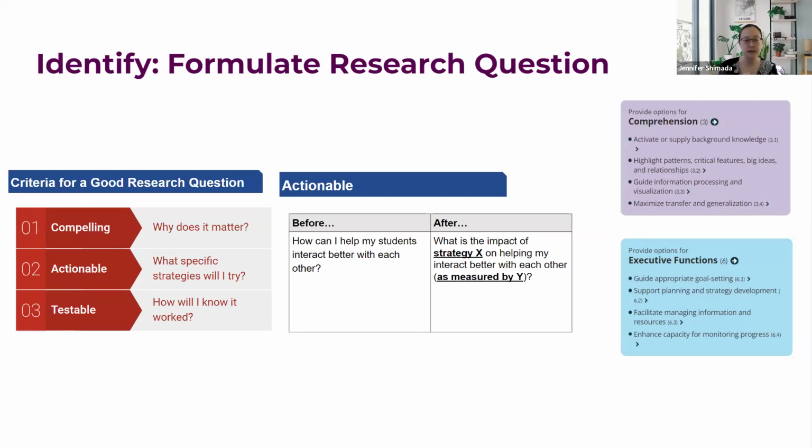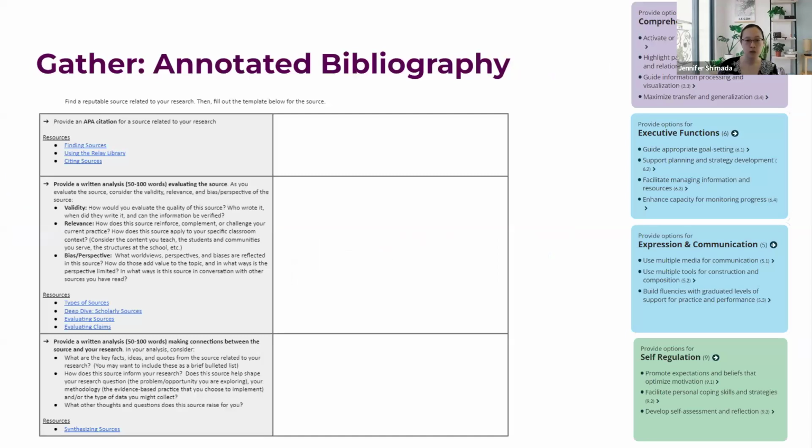They need to identify a specific evidence-based strategy that they're going to try in their classroom. We provide question stems to help them determine their research question. And slides like the one on the screen help with comprehension by highlighting critical features of the process of developing a research question. And they also continue to help students monitor where they are in relation to their goal, which supports executive functioning.